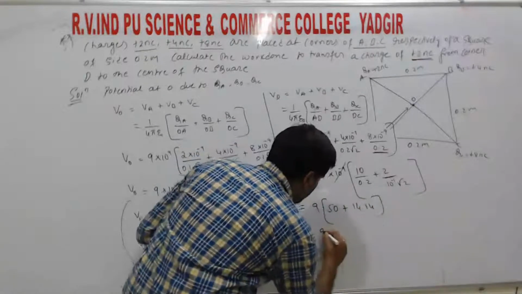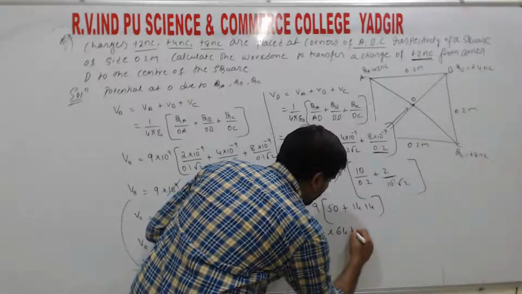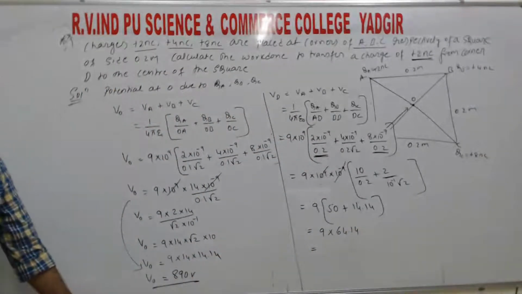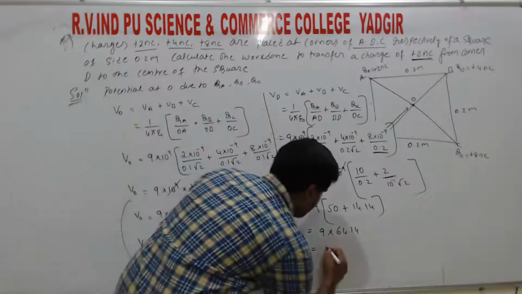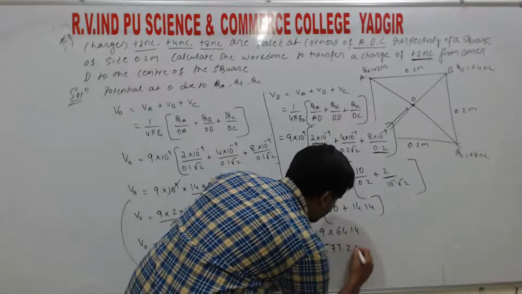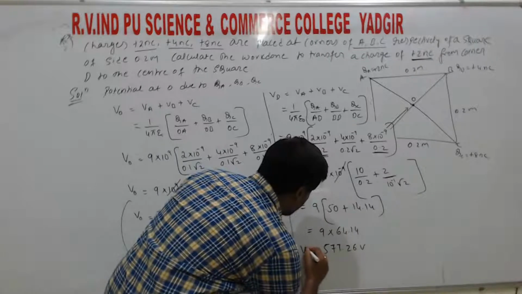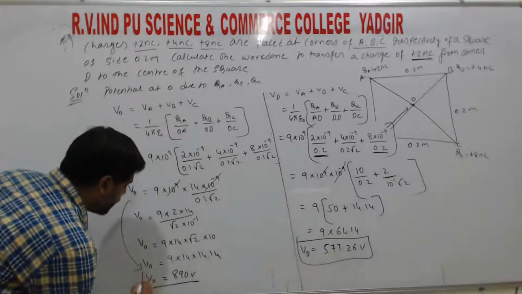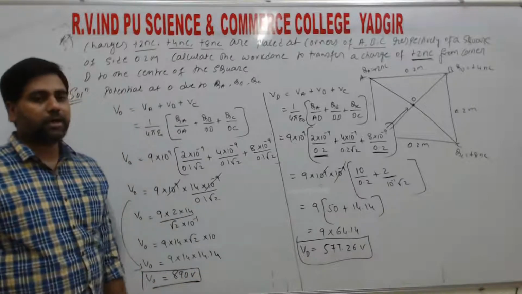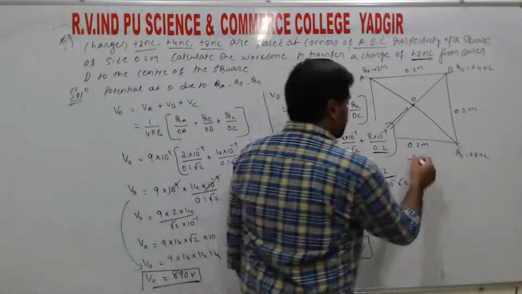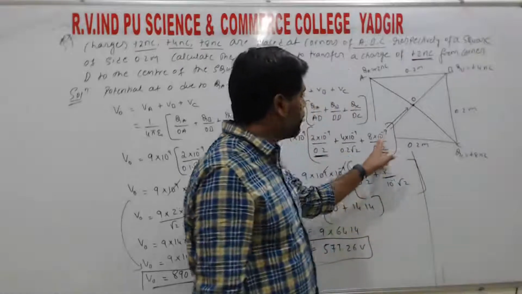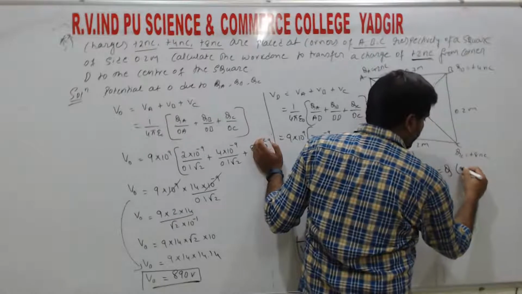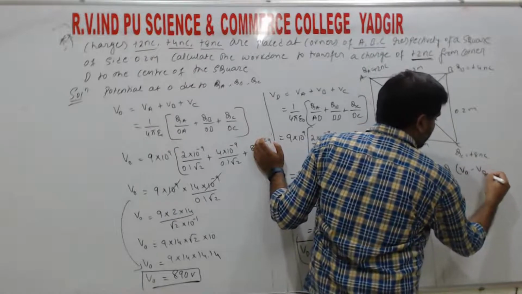14.14. So 9 into 64.14, right? So that value is 577.26. Good. So this gives what? VD, the potential at D, and here we have the potential at O, right? So we are going to find the work done from D to O, right? So work done W is equals to Q into VO minus VD.